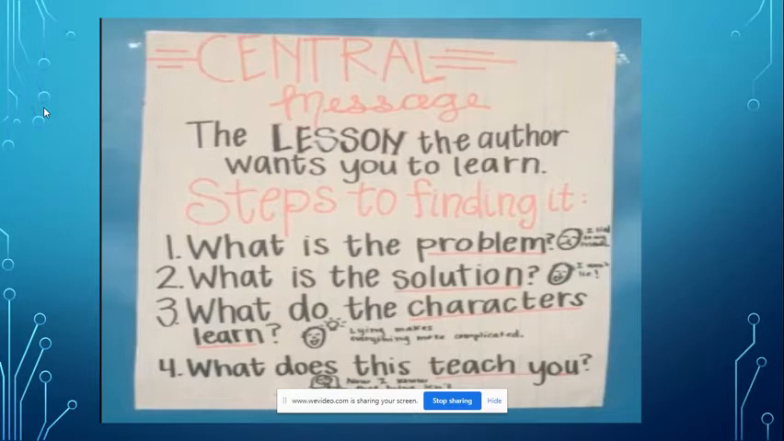So remember that we talked about in class, in order to find a central message, we have 4 steps that we use to find the central message. So step number 1, we need to find the problem. So as we read The Lion and the Mouse, which we read last week, we're going to find the problem in the story. And then step number 2, we're going to find the solution. Step 3, we're going to find out what the characters learn. And then we're going to apply this to ourselves, because remember that when we find a central message, it has to apply to ourselves in our own lives, not just the characters in the story.